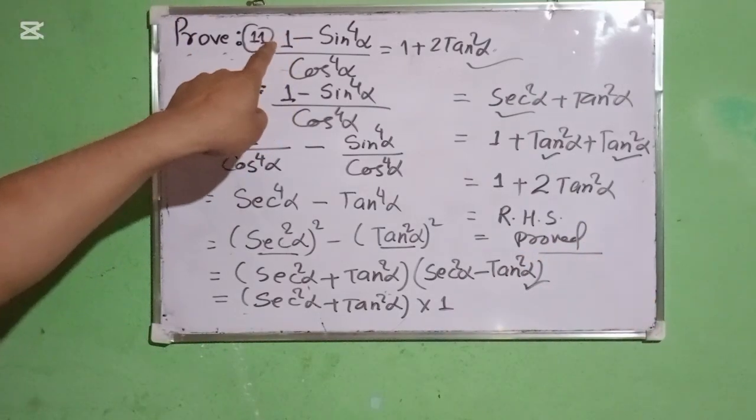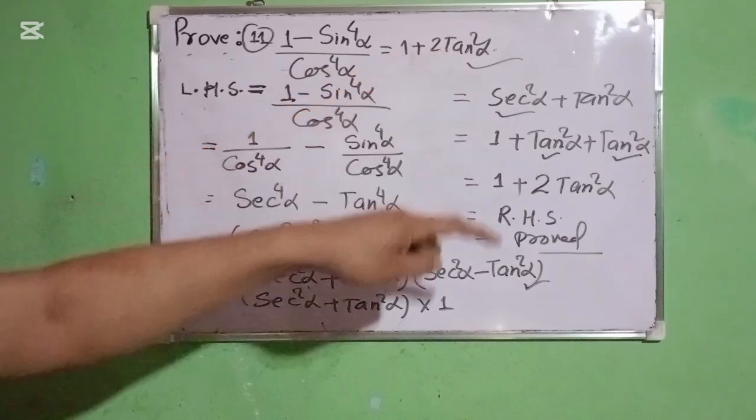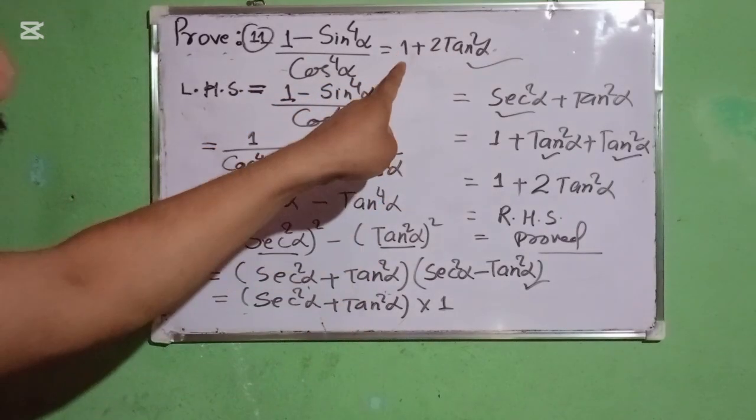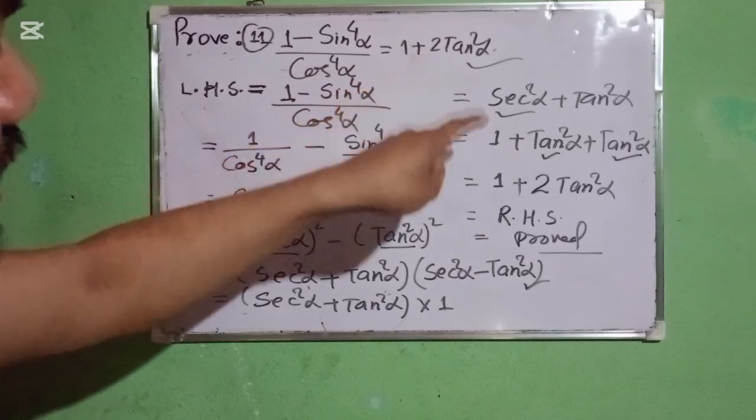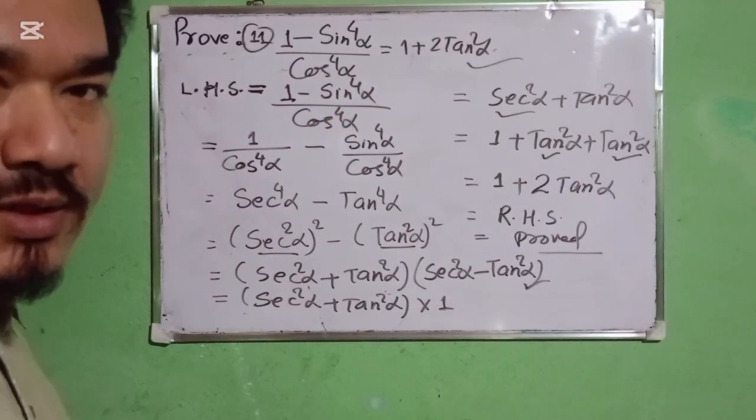Our question was 1 minus sine power 4 alpha by cos power 4 alpha equals to 1 plus 2 tan square alpha. We solved the left hand side and we got the right hand side. This is the solution for this question.